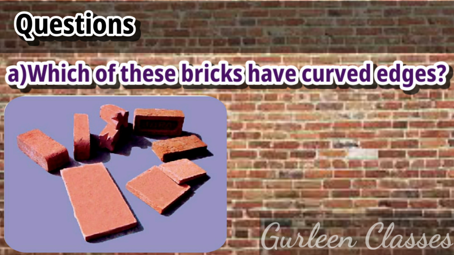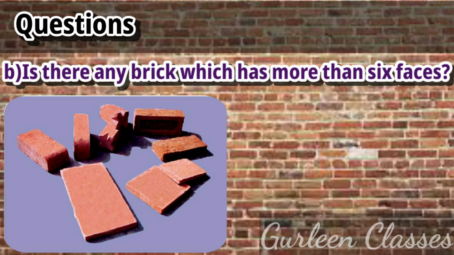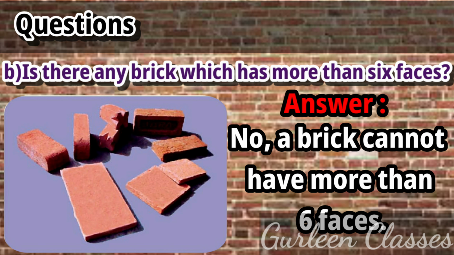So now let's do some questions related to this photo. A part. Which of these bricks have curved edges? Edges means lines. So let's see which bricks have curved edges. In this picture, bricks 1 and 2 from top left have curved edges. B part. Is there any brick which has more than 6 faces? Students, if you remember, we have already studied that one brick has 6 faces. So right answer, no, a brick cannot have more than 6 faces.